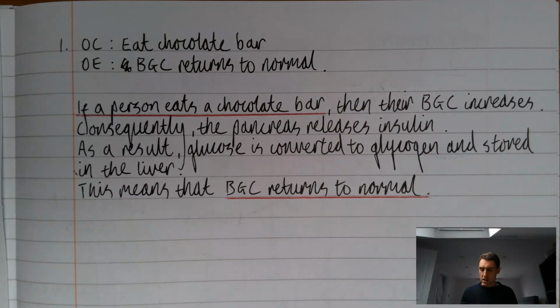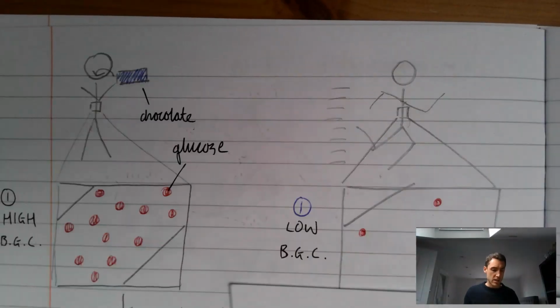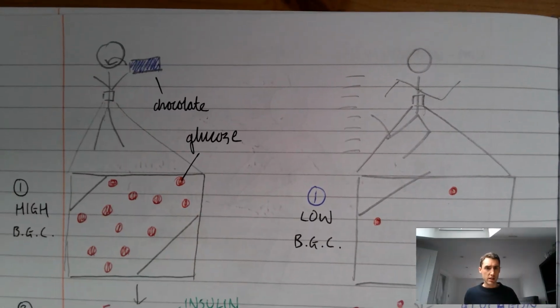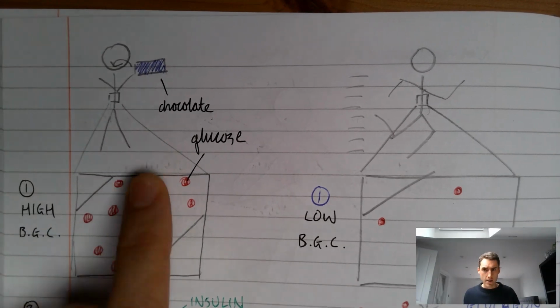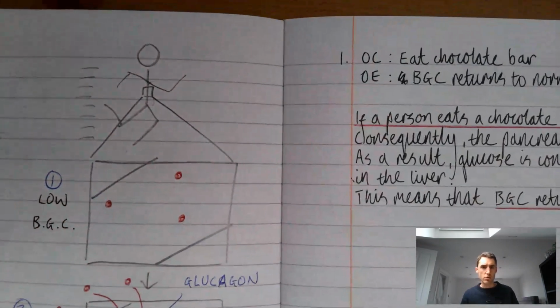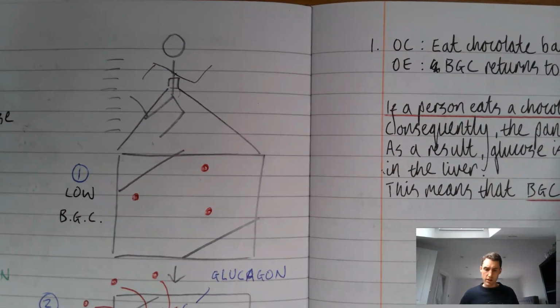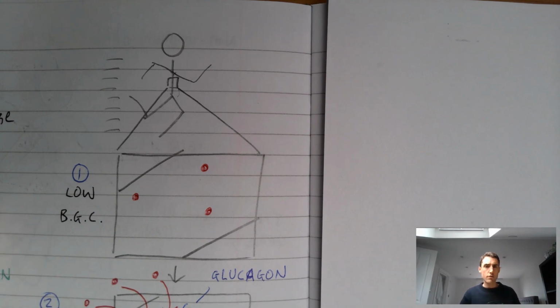So then the other example that I want students to look at, this is the one we just looked at here, which is when blood glucose concentration is too high. I also want to look at what happens when blood glucose concentration is too low. So I'm going to just cover that one up so it's not too much of a distraction. So let's move down here.